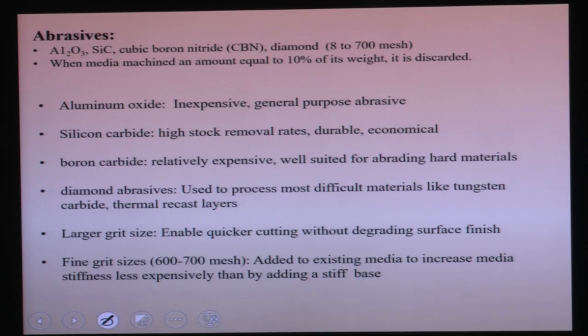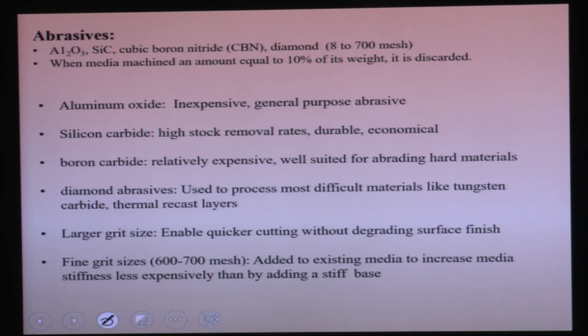Another media is aluminum oxide. This aluminum oxide is an inexpensive, general purpose abrasive particle. Silicon carbide has a high stock removal rate, is degradable and economical. Boron carbide is relatively expensive and well suited for abrading hard materials. And diamond abrasives are used to process the most difficult materials like tungsten carbide and thermal recast layer, because these are very hard materials. These hard materials can be machined by these diamond abrasive particles.